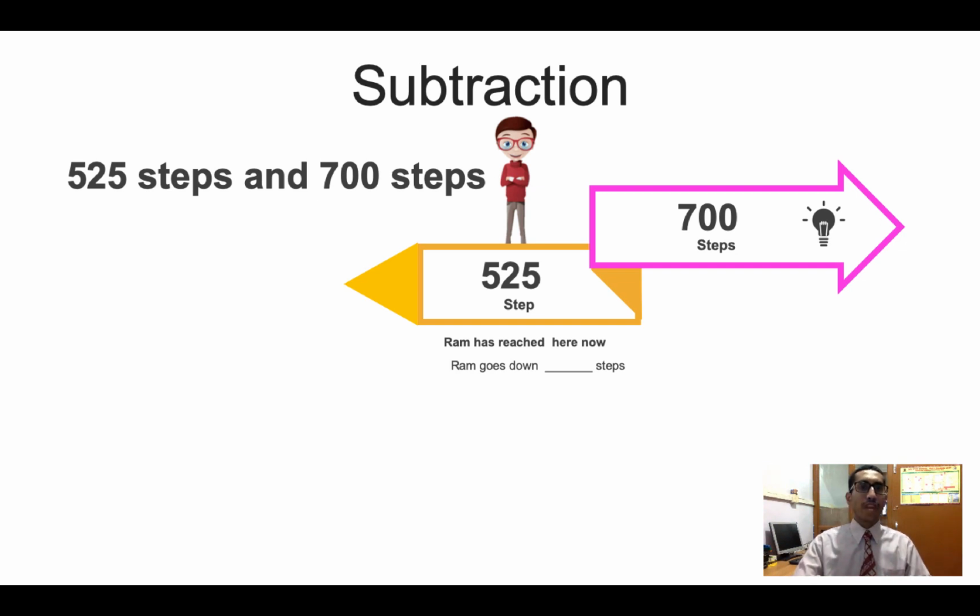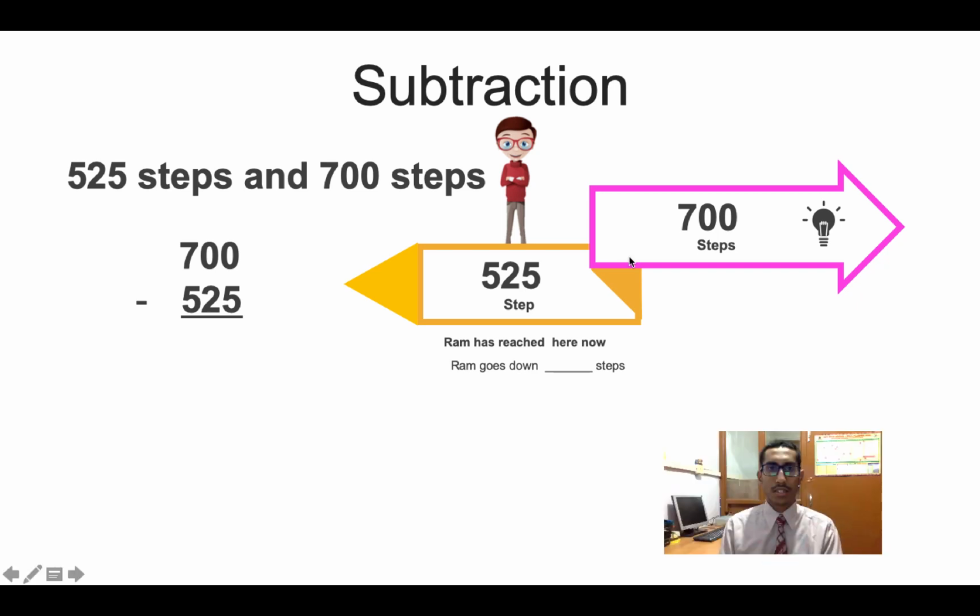So again I am going to find which number is bigger. Is 700 bigger or 525 bigger? Okay, now again I can see that in the hundreds place I have a 7 and here in the hundreds place I have a 5. So definitely 700 is bigger than 525. So I write 700 at the top and 525 at the bottom.